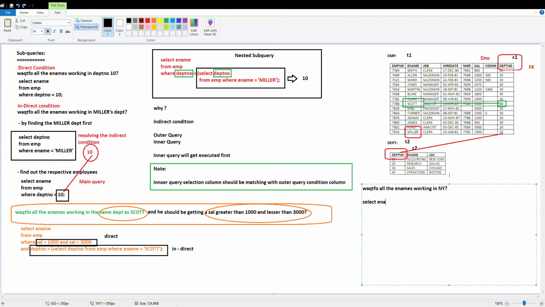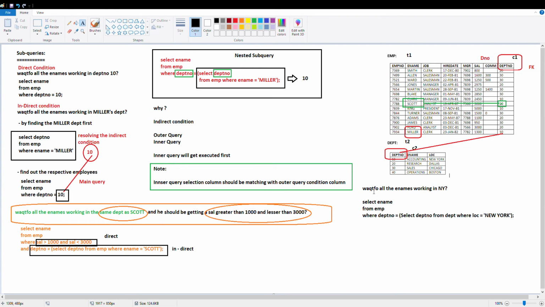Select ename from EMP where department number is equal to select department number from EMP where location is equal to New York.